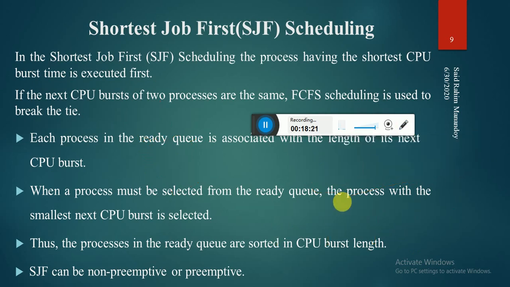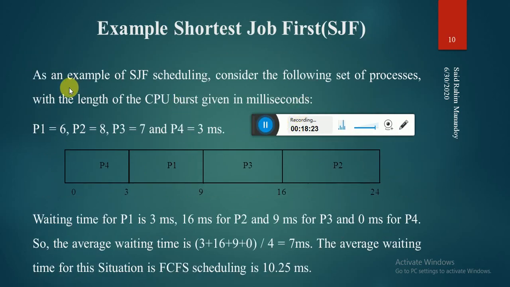Let's go to the next slide. Here is an example of SJF scheduling: consider the following set of processes with the length of the CPU burst given in milliseconds. P1 is 6 milliseconds, P2 is 8 milliseconds, P3 is 7 milliseconds, and P4 is 3 milliseconds. This is given to us, and we want to sort them. Okay, let's do it now.